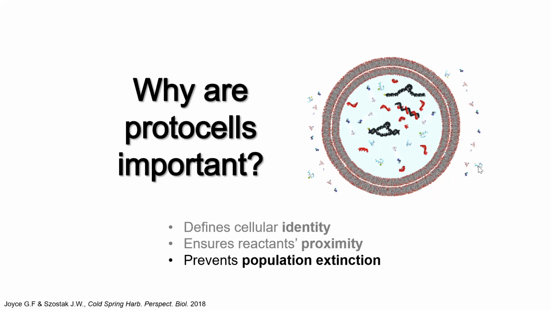The third point is that protocells can prevent population extinction. So if we think, for example, that we have different molecules in solution, and it's possible that some molecules would be more reactive, so would tend to undergo chemical reactions more efficiently than other molecules. If we think about these in a solution context, so no protocells around, then the molecules that tend to react more efficiently will always tend to react more efficiently.